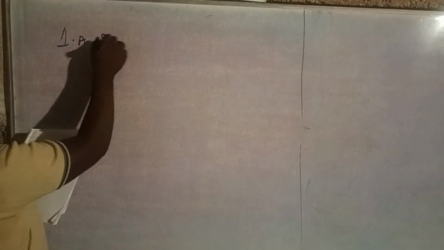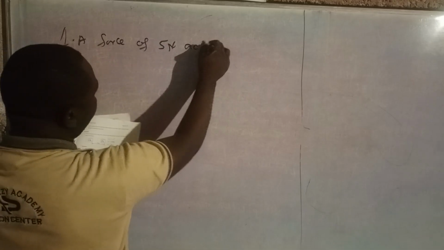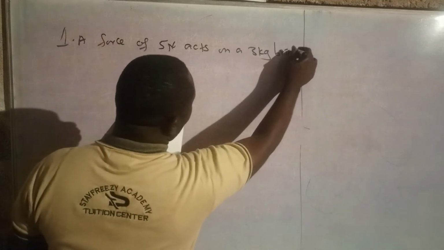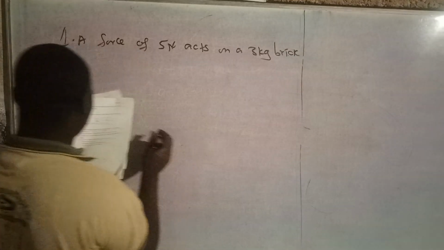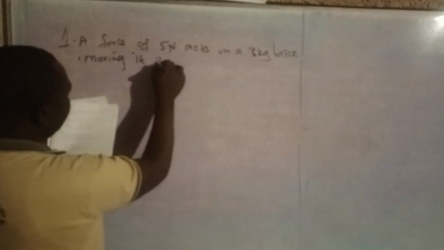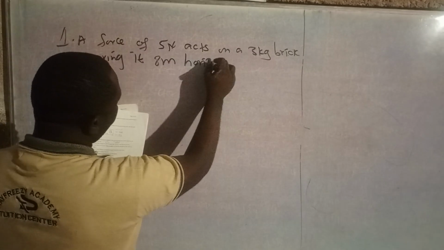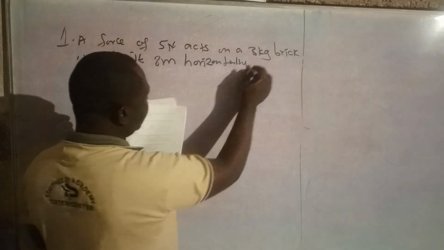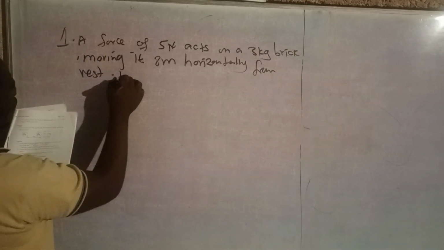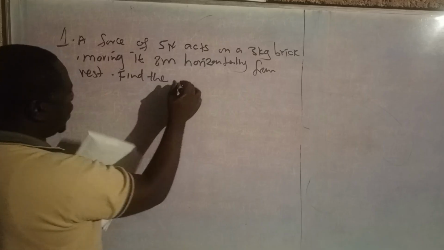The first question, number 1: a force of 5 Newton acts on a 3 kg brick moving 8 meters horizontally from rest position. Find the work done.